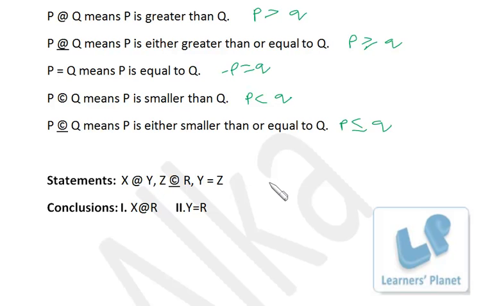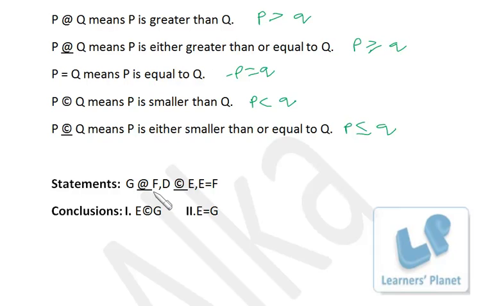X is greater than Y. Y is equal to Z. Z is less than or equal to R. So we have one sequence and this is the next sequence. Okay. So X and R we cannot establish any relationship, and Y is equal to R we cannot say. Y can be less than or equal to R. So only this is not correct, right? Y should be less than or equal to R. So none of the conclusions can be drawn. Just a matter of 20 seconds.